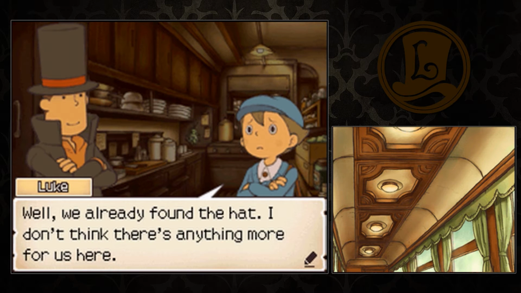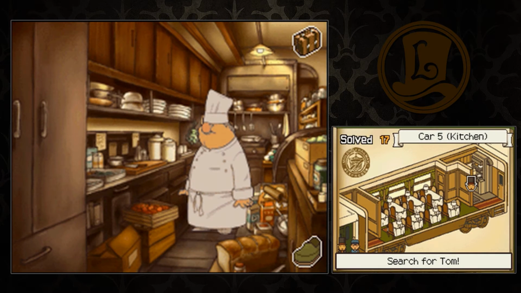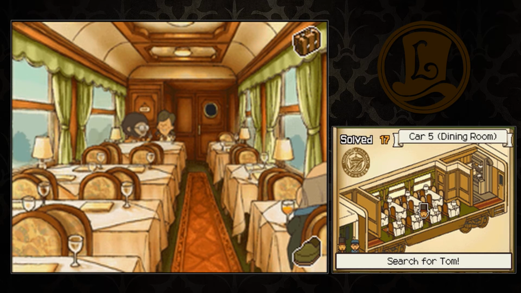Well, we already found the hat. I don't think there's anything more for us here. Okay, I guess we'll leave. But where do we go?